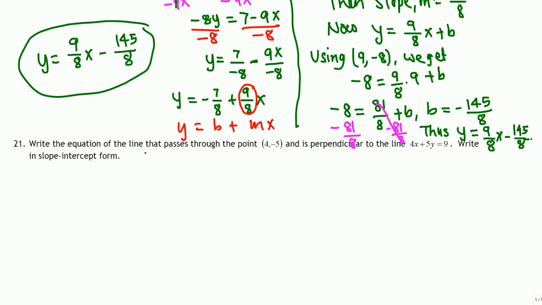Write the equation of the line. Same thing again, the equation of a line will always be y equals mx plus b. We need to determine the slope first, then need a point to determine the y-intercept b. And then write the equation of the line that passes through the point 4, negative 5. Okay, we know we have been given a point. This will be used later to determine b. So let me erase that part.